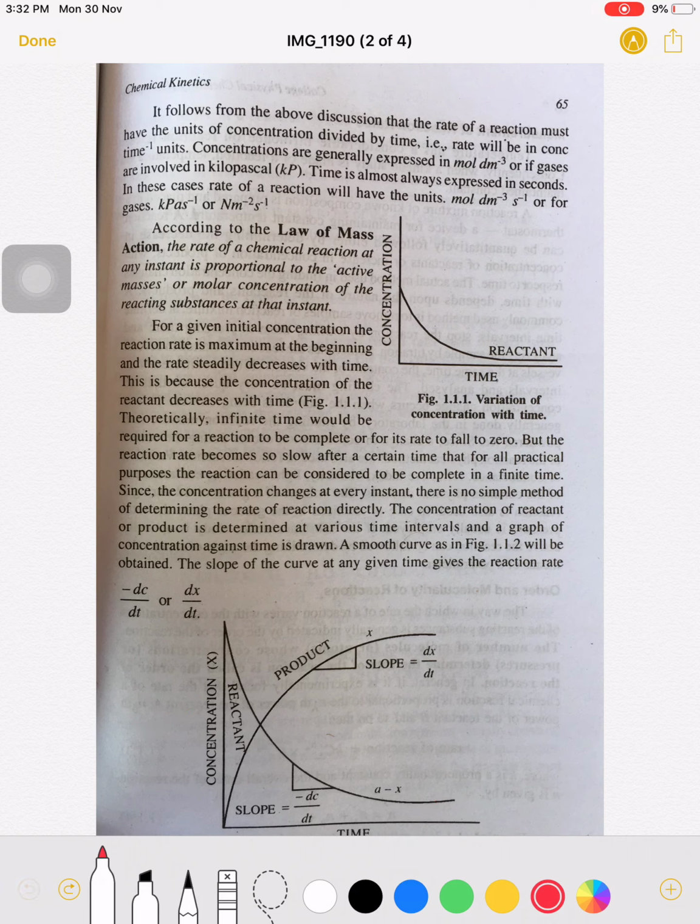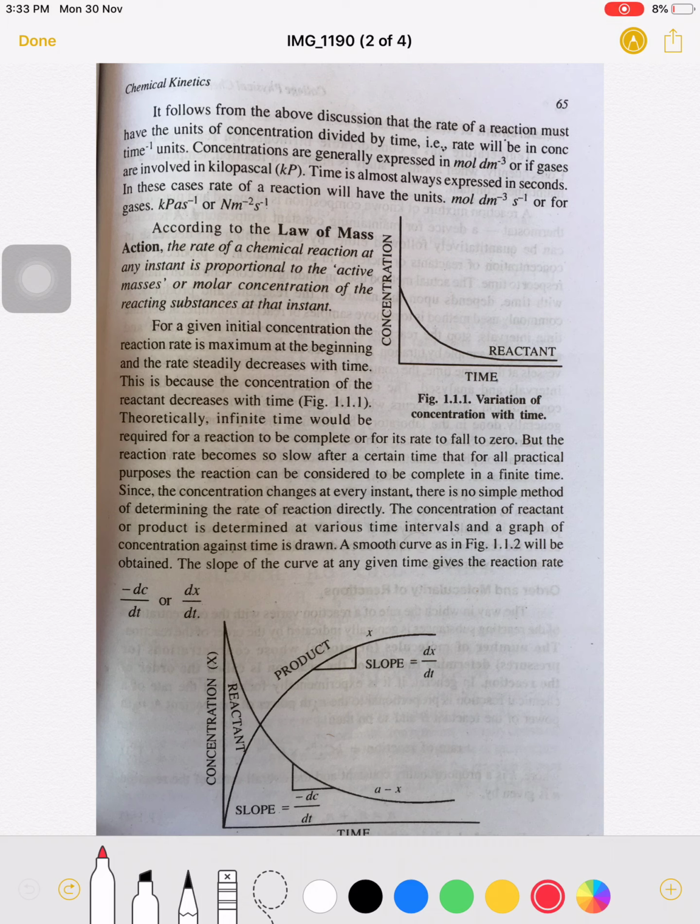If you see this graph, initially the concentration of reactant is more. As time goes on increasing, the concentration of reactant decreases, but the concentration of product goes on increasing. Without a decrease in the concentration of reactant, there is no increase in the concentration of product for that reaction.